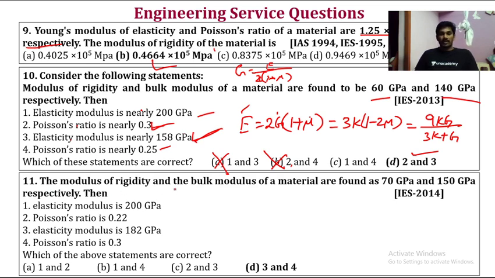The modulus of rigidity and bulk modulus of a material are found to be 70 gigapascal and 150 gigapascal. What is the answer? Same thing, same equation, same concept. Substitute it and you can find the answer here. Got it?